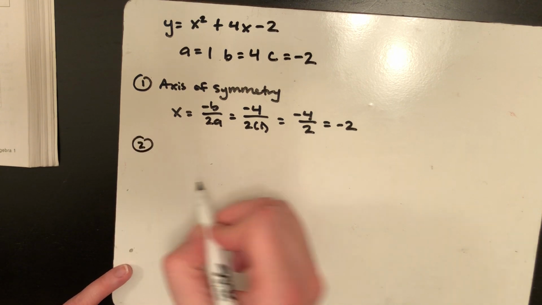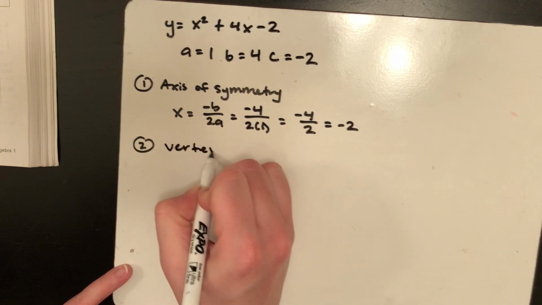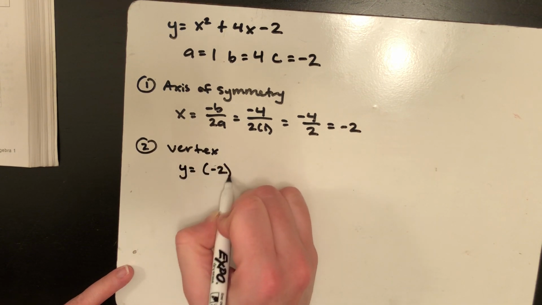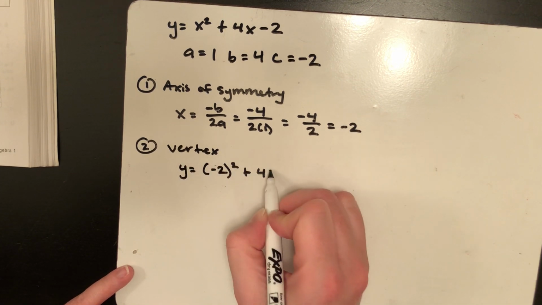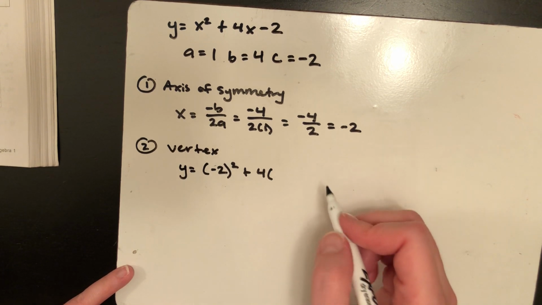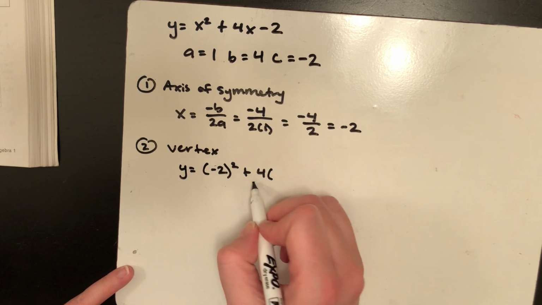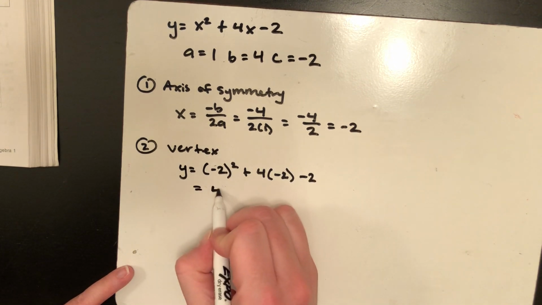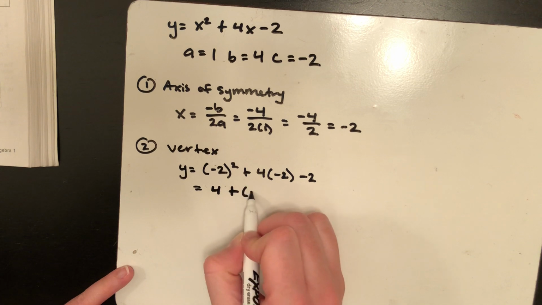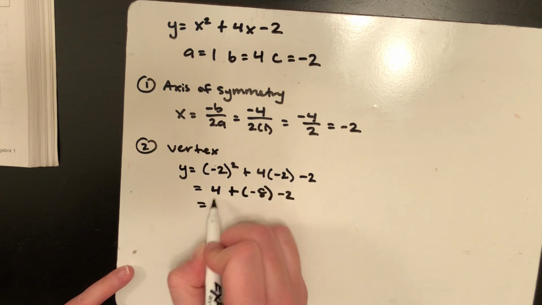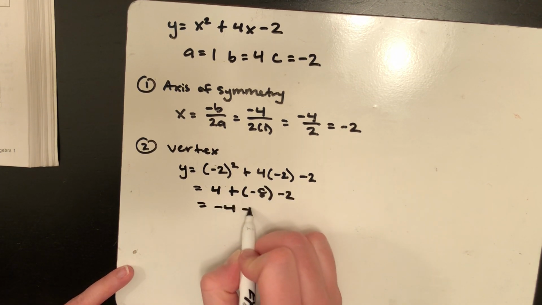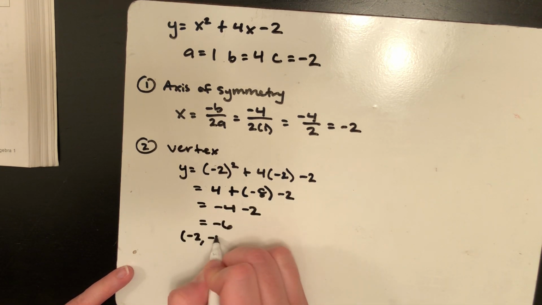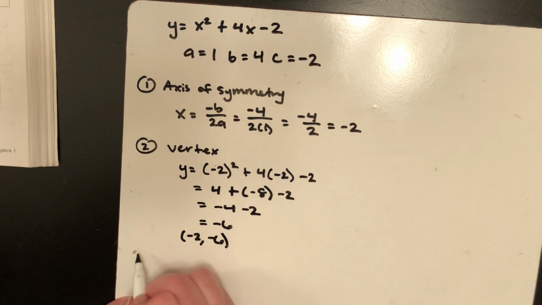All right, step 2 is the vertex. So I'm going to take my x equals -2 and plug it back into my quadratic function, excuse me. So -2 squared plus 4 times -2 minus 2. -2 squared is 4. 4 times -2 is -8 minus 2. 4 plus -8 is -4, and -4 minus 2 is -6. So my vertex is -2, -6.